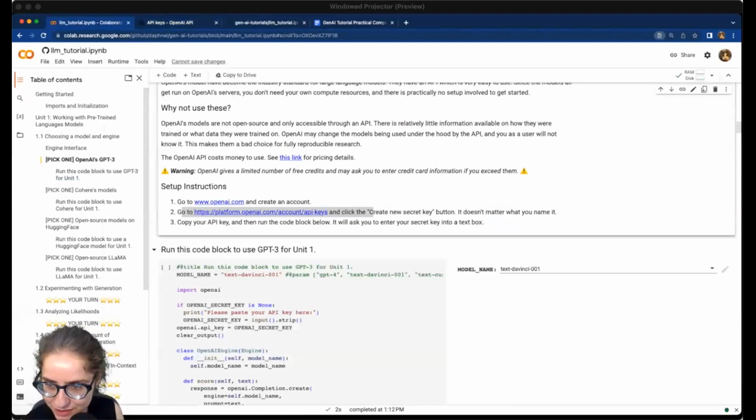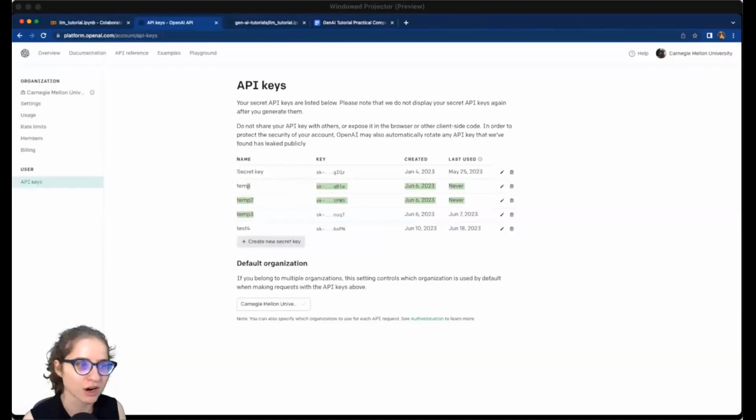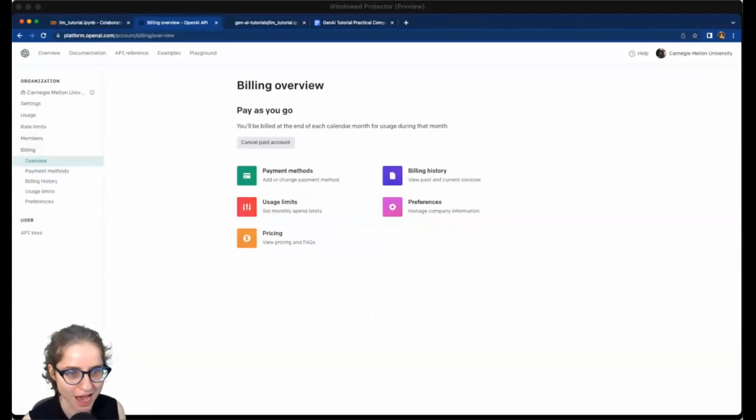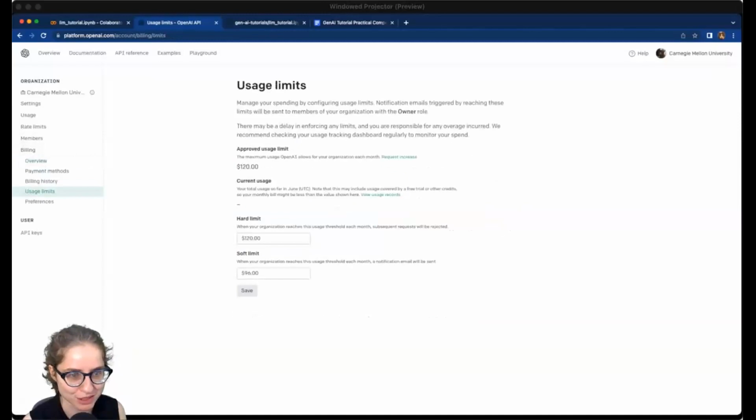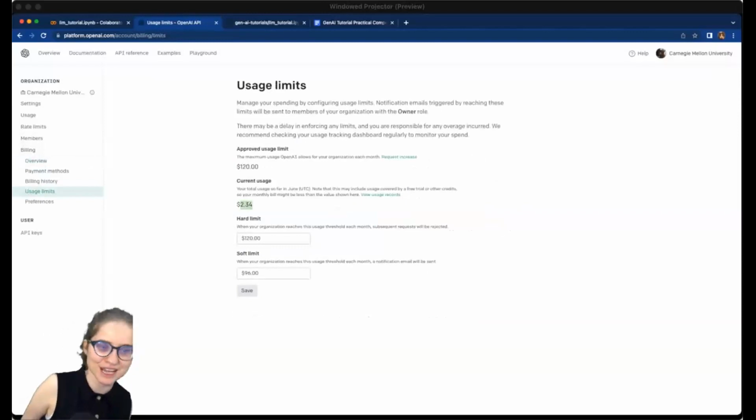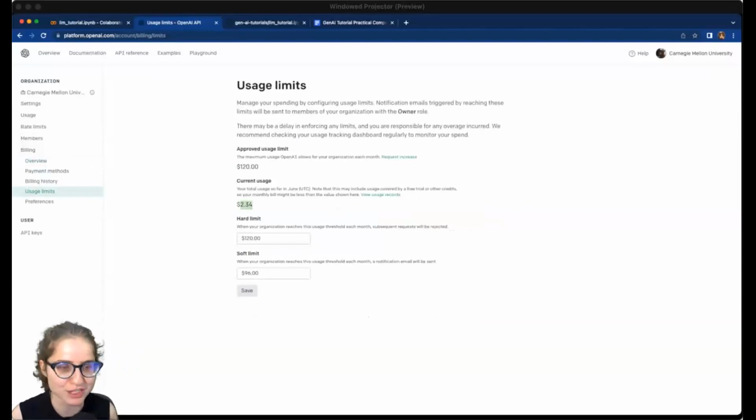It took about 2 minutes before my payment method was recognized. And just as a note, if you are concerned about accidentally spending $1,000 or whatever, you can just set a limit. But I've been running this Colab a lot over the last 2 weeks since I was developing, and I've spent a total of $2.34. So it's actually pretty cheap for the type of usage that we're doing.